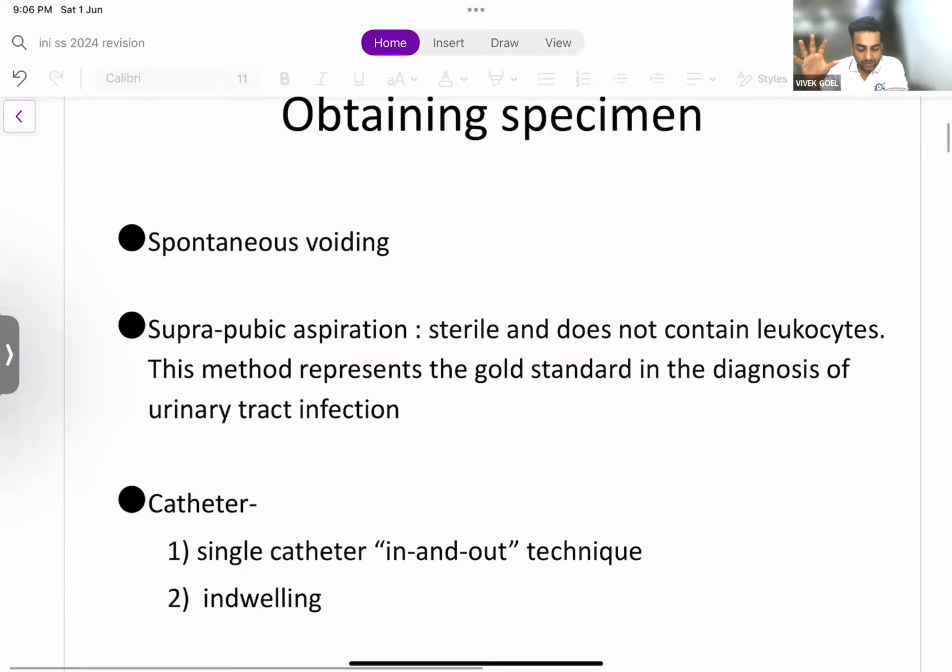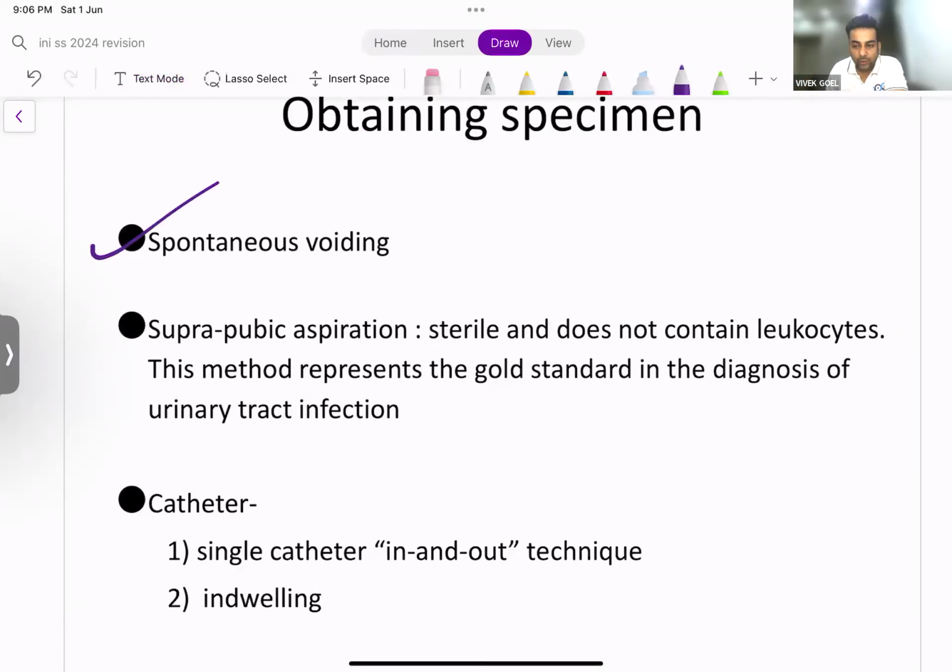Now, starting from the very basics, how do we obtain a urine specimen? There are multiple ways. One could, of course, be spontaneous voiding, where a person voids the urine by himself, which is true for most patients. Suprapubic aspiration is only for those who have maybe an outflow tract obstruction, or who are not able to give you the urine sample by the traditional method. It is the gold standard for urinary tract infection. It is absolutely sterile, and it does not contain any leukocytes, not even one.